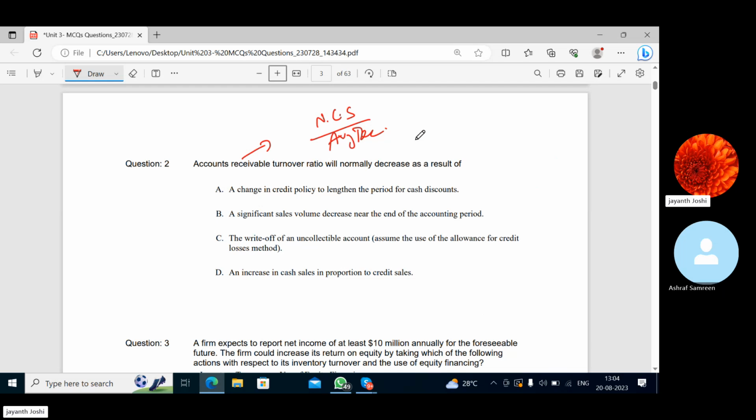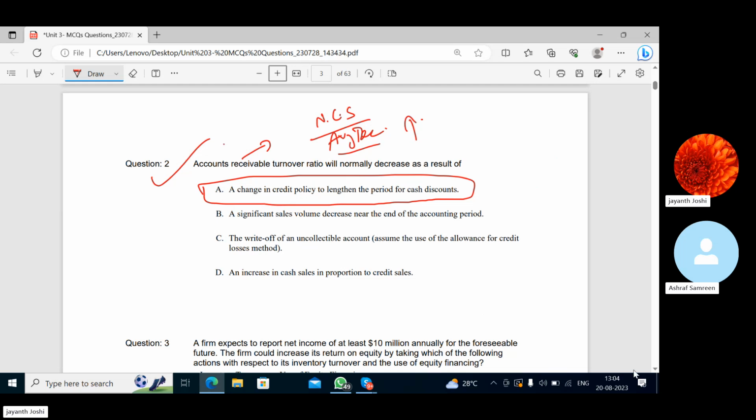So your denominator will increase, correct? They'll take more time to make the payment. With more time, your receivables is going to increase. If you give a good time period to customers, more credit sales will happen, and that will increase the receivables. When the denominator increases, the ratio will decrease. So a change in credit policy to lengthen the period for cash discounts can be a reason. Yes. Next question.